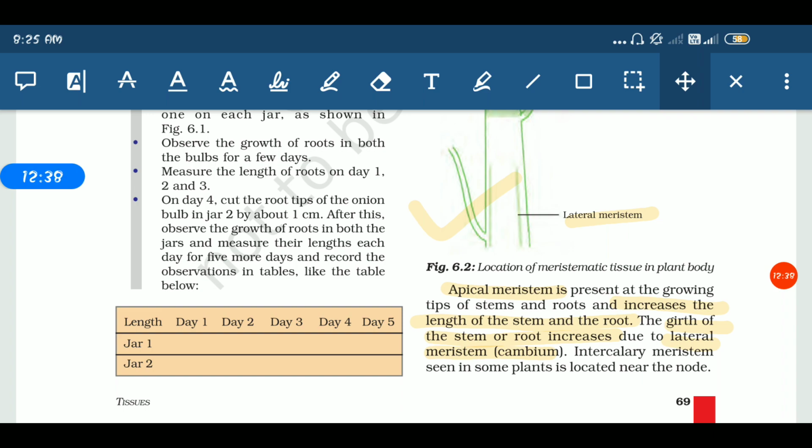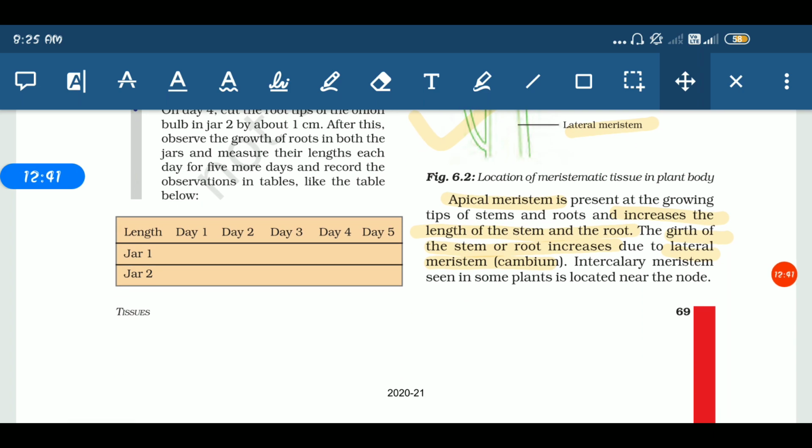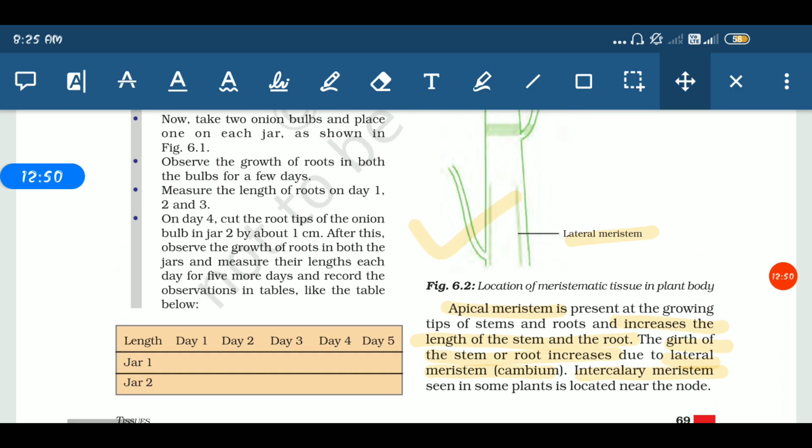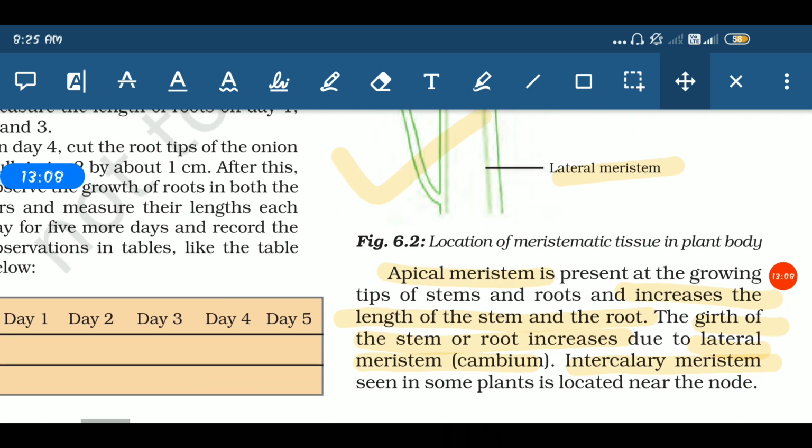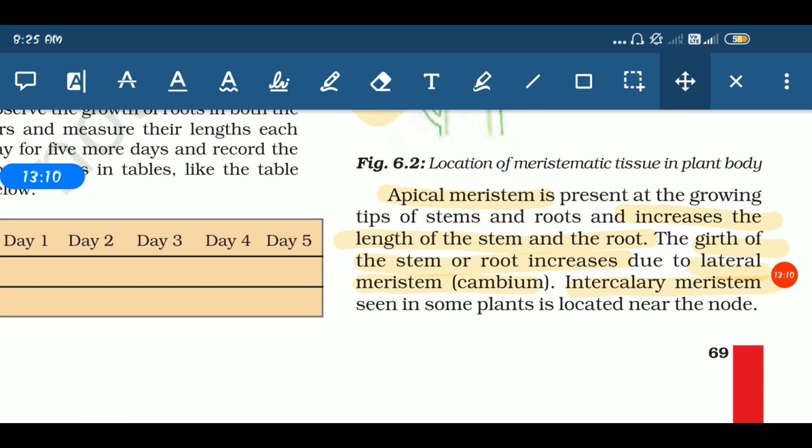Fine. Now the third type of the meristematic tissue is the intercalary meristem. Now what do you mean by intercalary meristem? As you look over here in the diagram, intercalary meristem is the part that is present at the base of the nodes. Here, okay, the base of the nodes, internodes and the base of the leaves. So the tissue that is present there is known as the intercalary meristem.